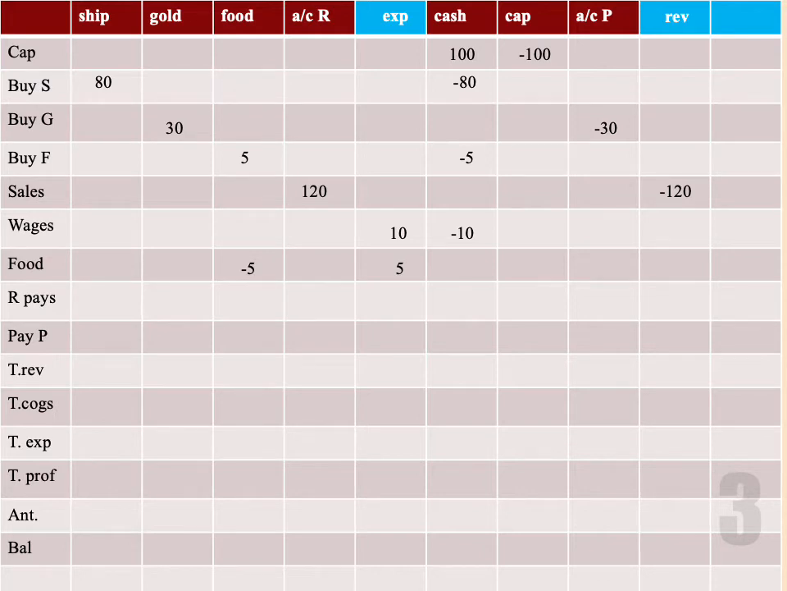The customers pay, but they only pay half. The accounts receivable goes down, cash goes up. And we pay the accounts payable people, all of it.